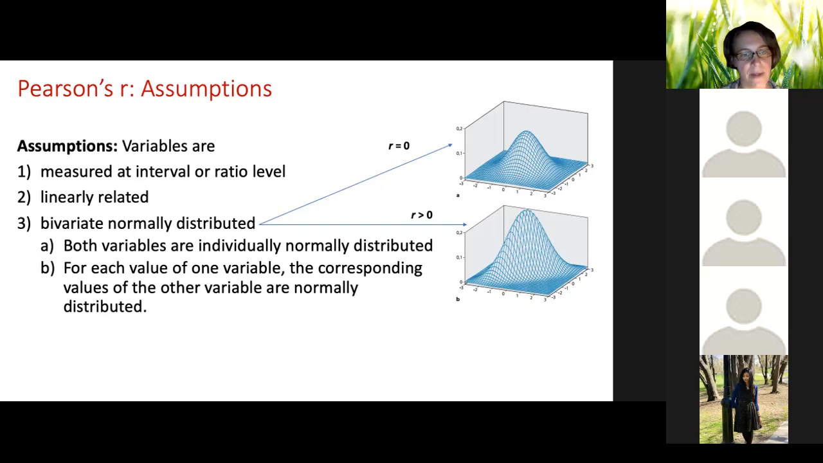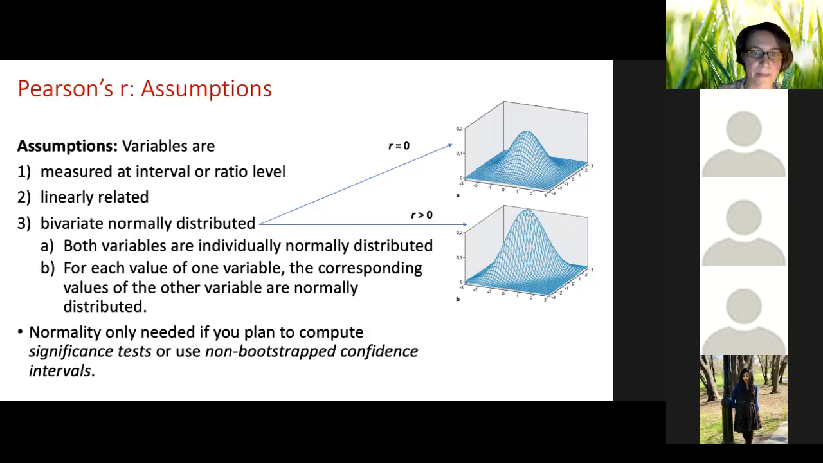And that is very important: the two variables have to follow a bivariate normal distribution. That means they have to be individually normally distributed, and for each value of one variable, the corresponding values of the other variable have to be normally distributed, right? That is illustrated in this figure. For each value of X, the distribution of the corresponding Y values has to be a normal distribution. That is what's required by the assumption of bivariate normality.